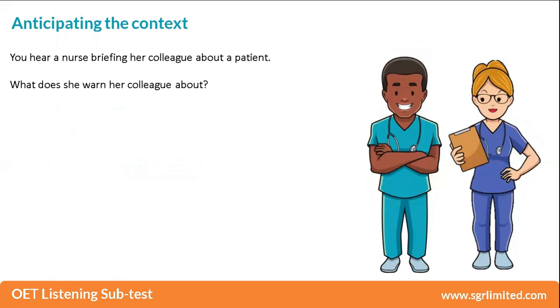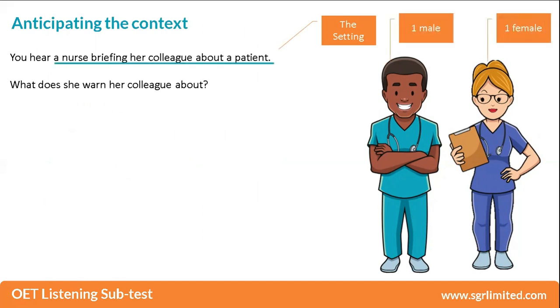In order to answer listening part B, it's very important that we are able to anticipate the context. Context means looking at the setting of your recording or your extract. The setting tells you precisely who the two people speaking are. In this instance, we have a nurse briefing a colleague about a patient. In every situation, when you are hearing two voices, it will always be one male and one female.